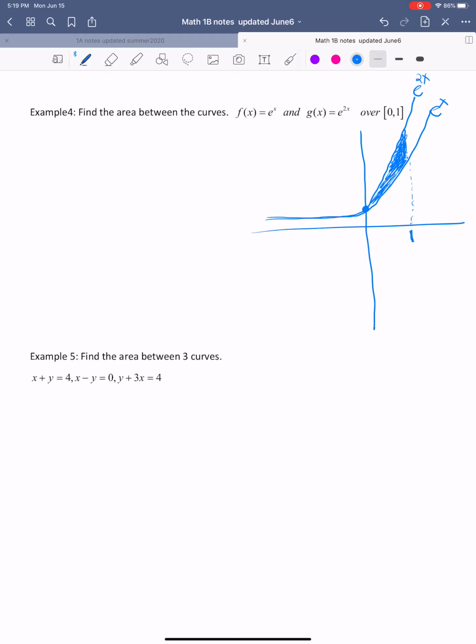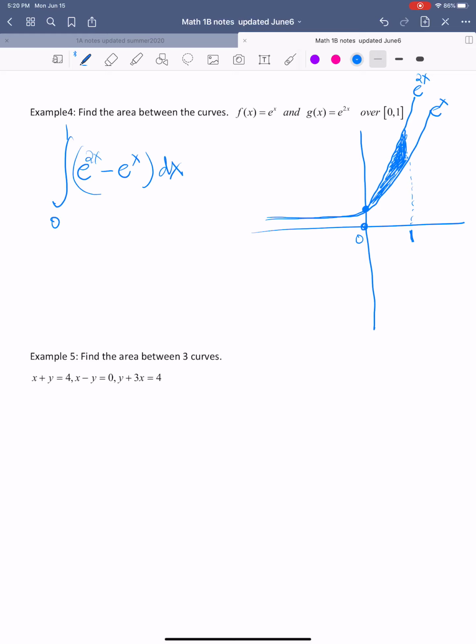Okay, so here we are. Set up the integral. The bounds will be 0 to 1. The x equals 0 is here. x equals 1 is here. From 0 to 1, the top curve is e to the power 2x. The bottom curve is e to the power x dx.